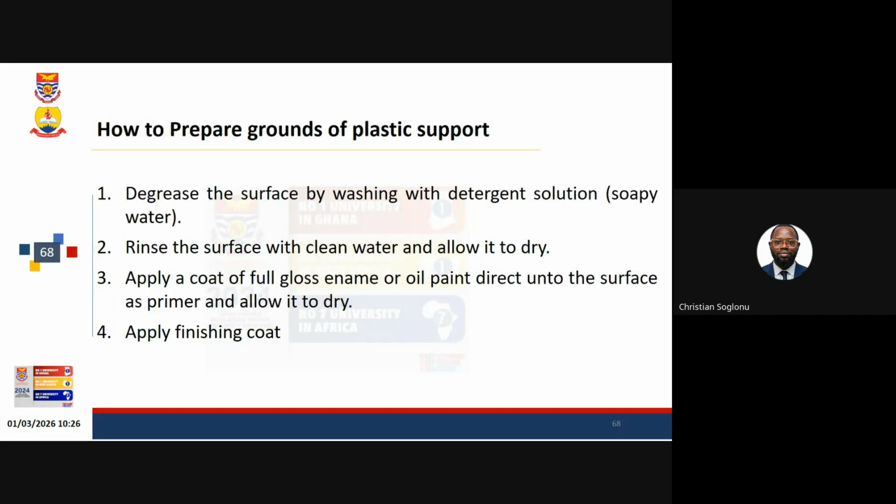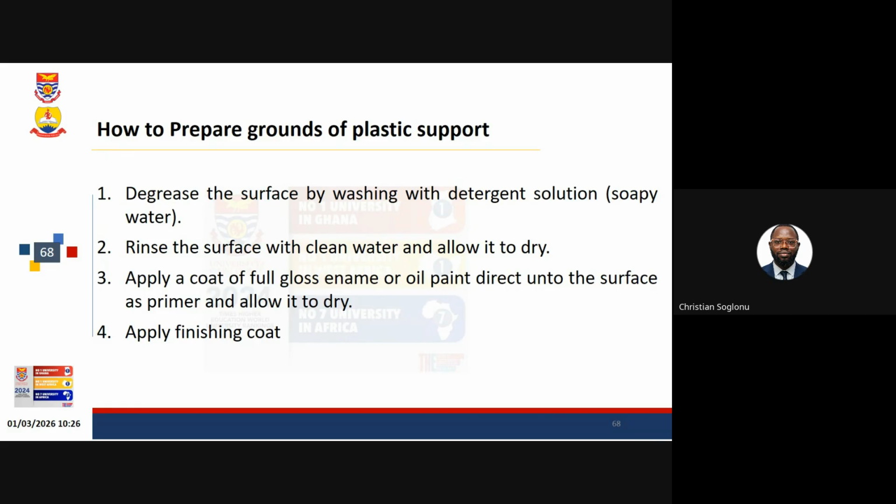How to prepare ground of a plastic support. Now we want to degrease the surface by washing with detergent solution, that is soapy water. So you mix your soapy water, you put your rag in, then you degrease the surface to get rid of any oil or any grease on the surface. You get rid of them.